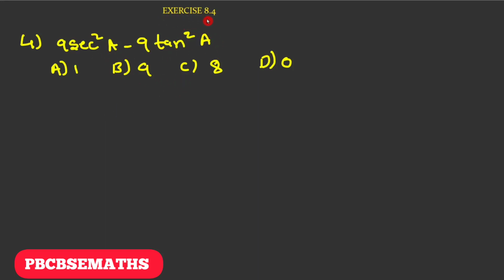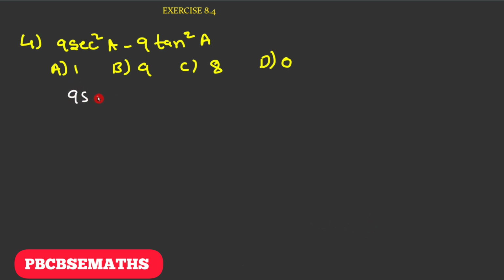Today in this video, I am going to solve exercise 8.4, first and second questions. In the first question, we need to find the value of 9 secant square A minus 9 tan square A. Our options are A) 1, B) 9, C) 8 and D) 0. We need to choose the correct option. So let's write that problem.